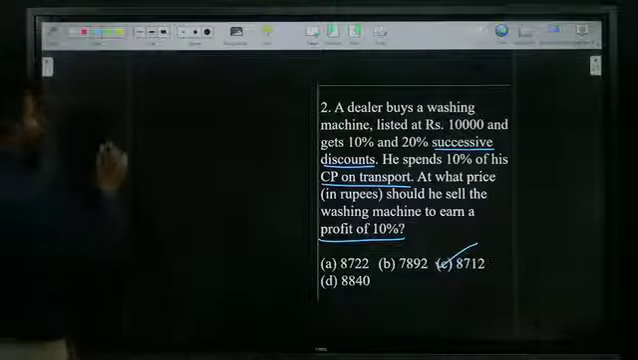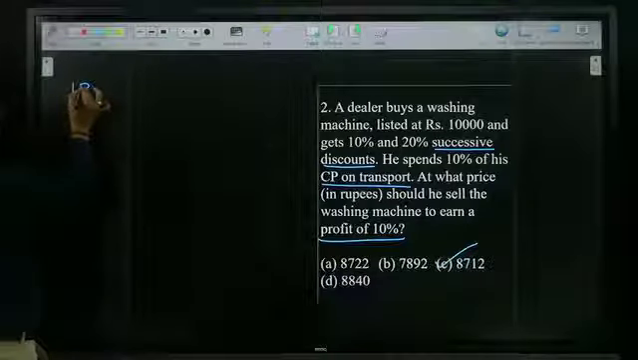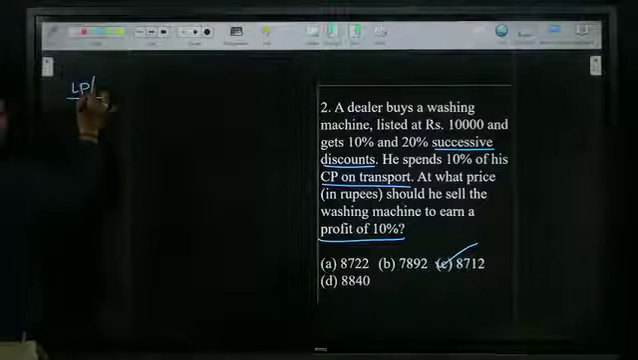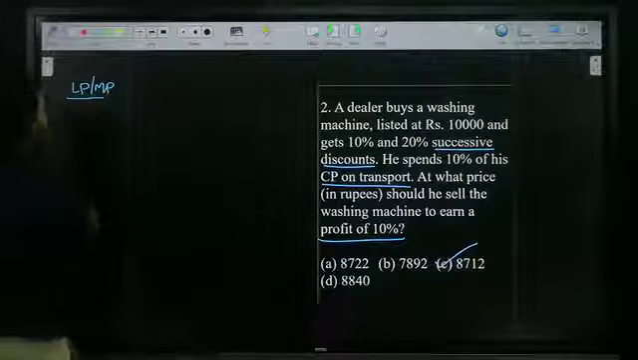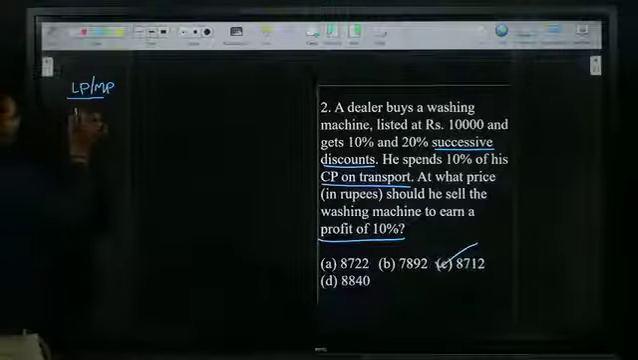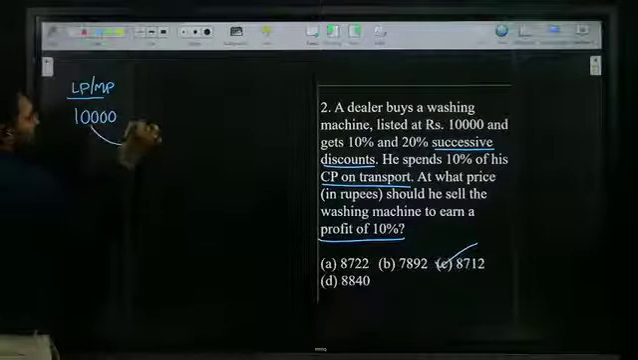Just look at me, all of you. Once again I will explain. Here, list price is nothing but market price. List price and market price are both the same. Here the list price is 10,000. He is getting how much percent discount?